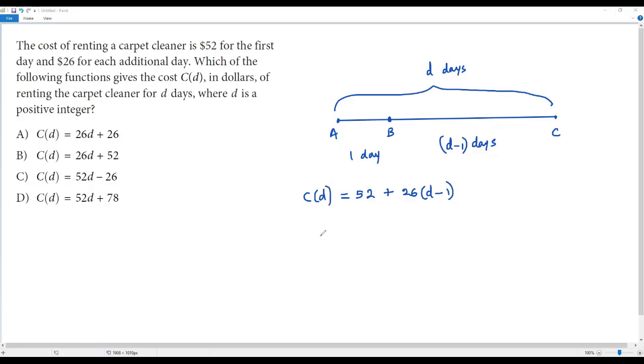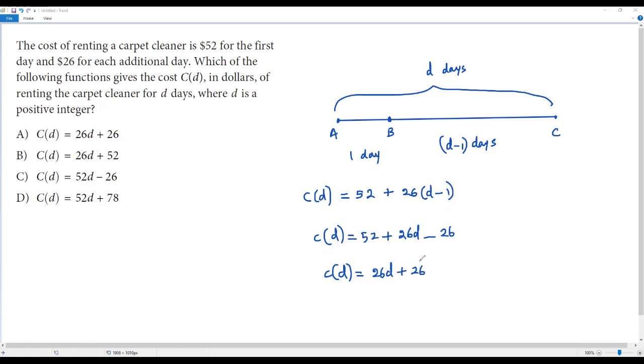Let me write it over here. Then we get C of D equals 52 plus 26 times D minus 1. We can distribute this 26 to this D. Then we get 26D. Positive times negative is a negative, 26 times 1 is 26. Okay, C of D equals 26D. When I combine this 52 and negative 26, I am getting positive 26.